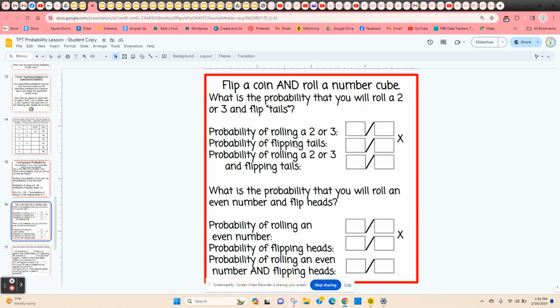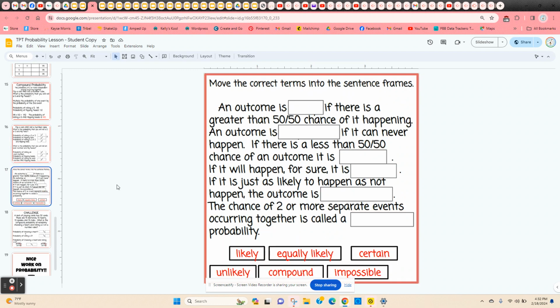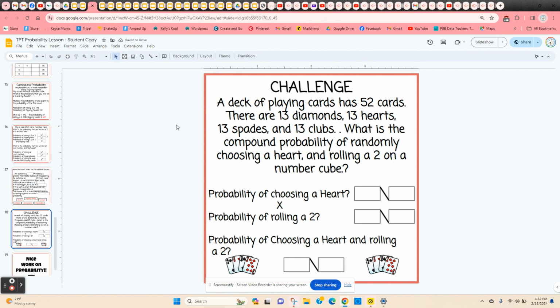So students are going to do that on the next slide. Here, the probability that you'll roll a 2 or 3 and flip tails. So you find out the probability of each event and then multiply them times each other. Then you're going to get another drag and drop vocabulary. Same thing, you've got sentence frames. Students have to drag these into the correct place in their sentence frame. And then they're offered a challenge at the end.